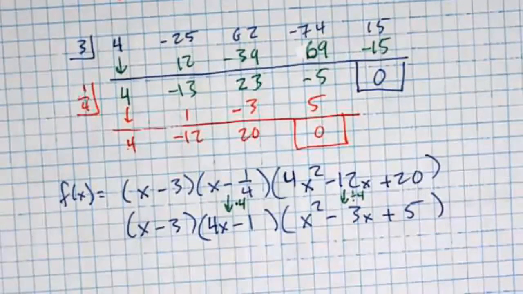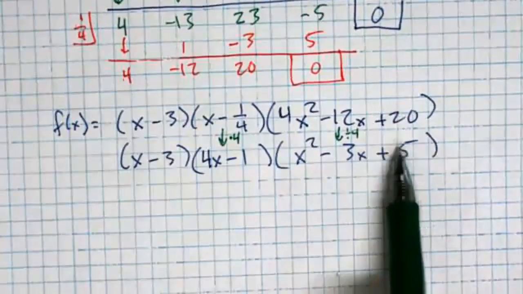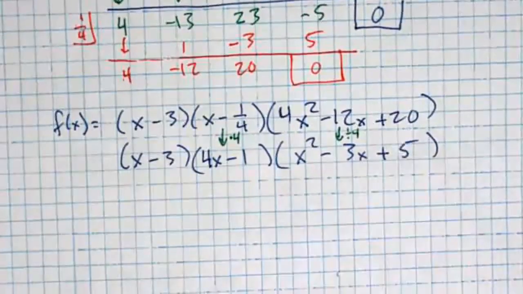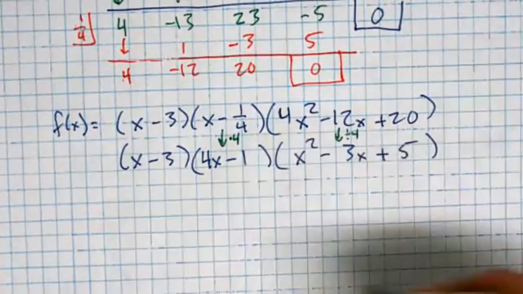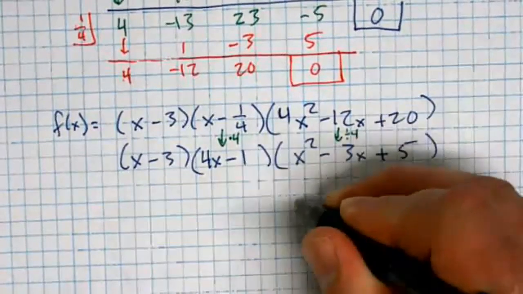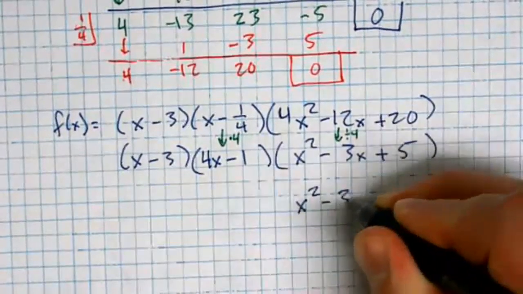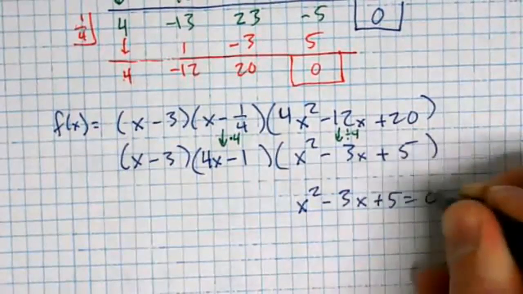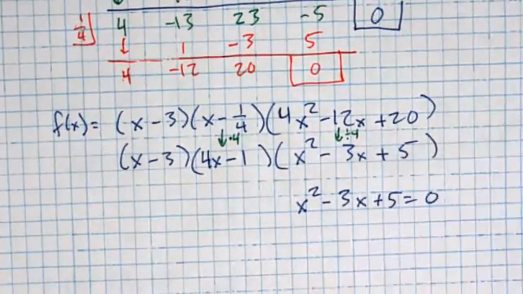All right, we're not quite done because we don't have our last two zeros here. They're both going to come from this or this. It doesn't really matter. It's the same thing. Just one's been multiplied by 4. So take whichever one looks nicer to you, set it equal to 0 and solve. I'm going to go with the one that's smaller.